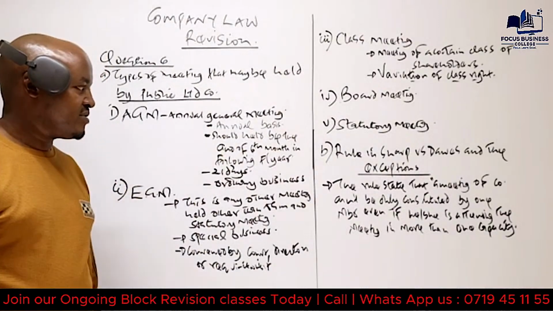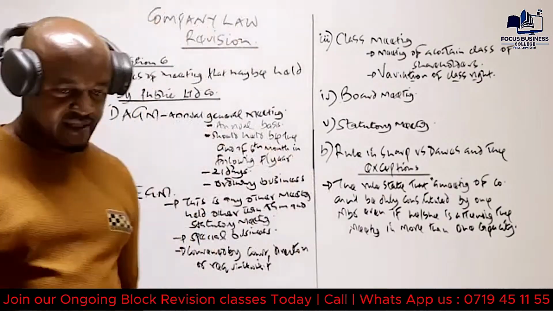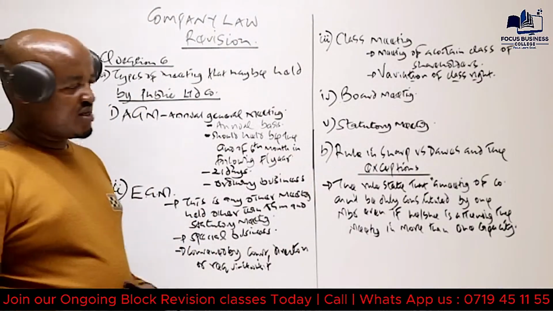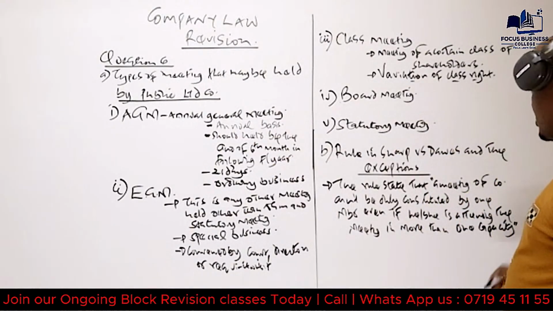Attending the meeting in more than one capacity means that he is attending the meeting as a member and also as a representative, a proxy of another member. That is basically what this rule states.